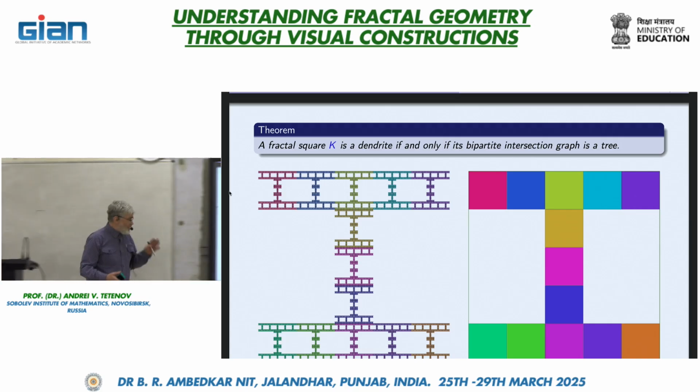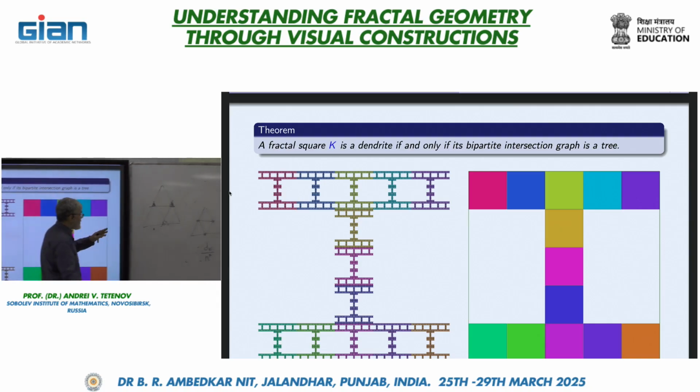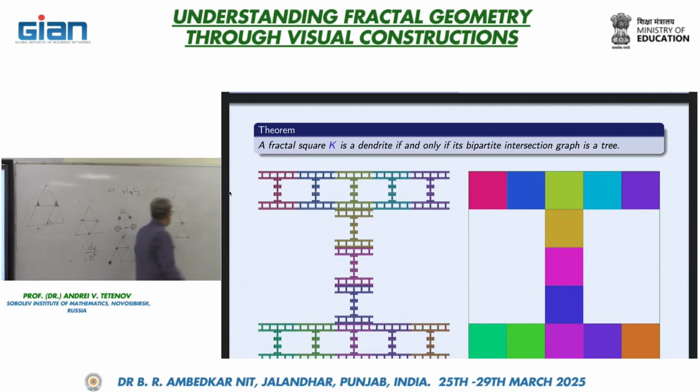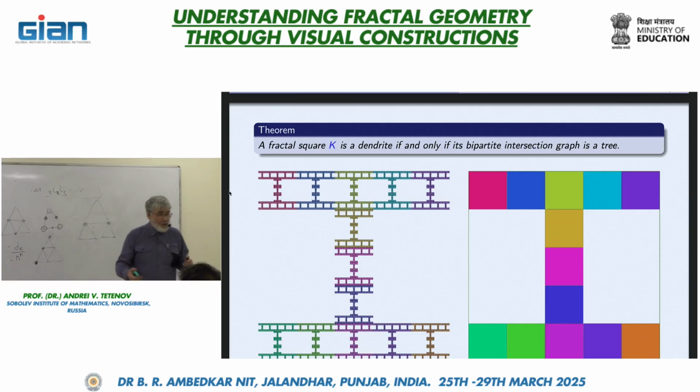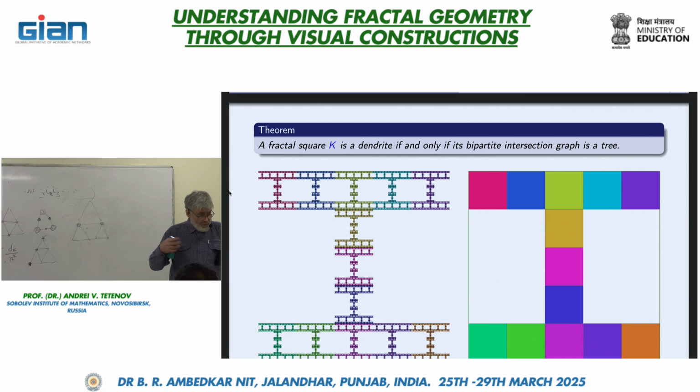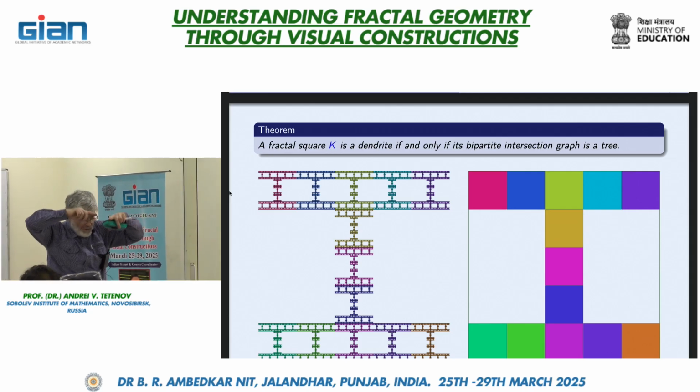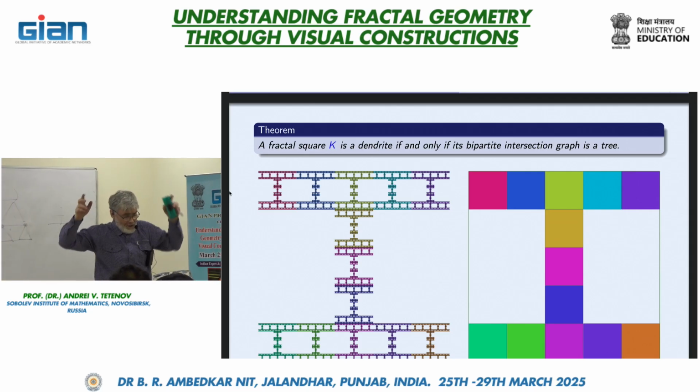Of course, if the intersection graph of a self-similar square is a tree, then the attractor is a dendrite. But is it true in the other direction? Because we can consider dendrites whose copies intersect in a line. Or, as I showed you in the previous example, we can construct a dendrite whose copies intersect in some complicated topological tree or even a subdendrite.